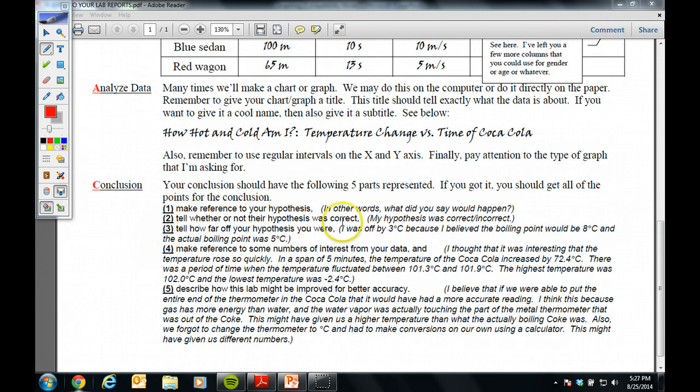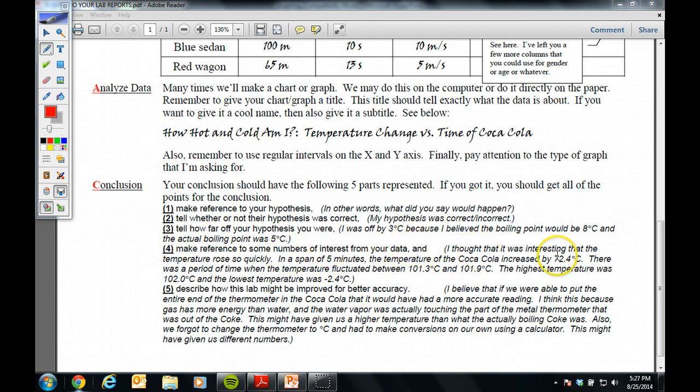Step 3, how far off were you? You said it was going to go up, it went down. You said you were off 3 degrees Celsius. You thought it was going to be 8, but it was actually 5. Say how far you were off compared to what really happened. Number 4, make reference to something of interest.